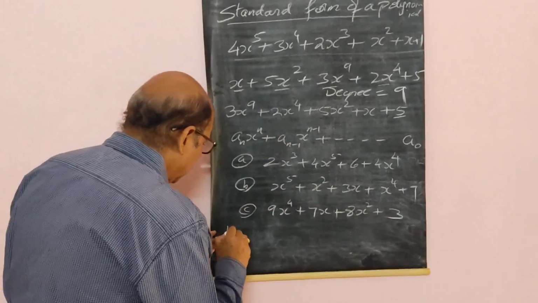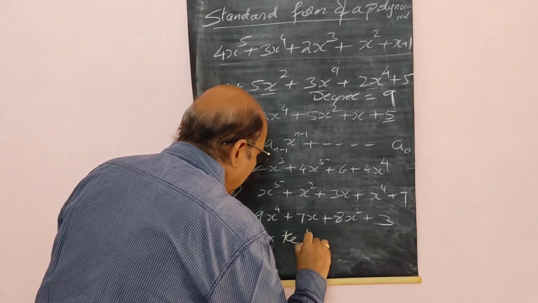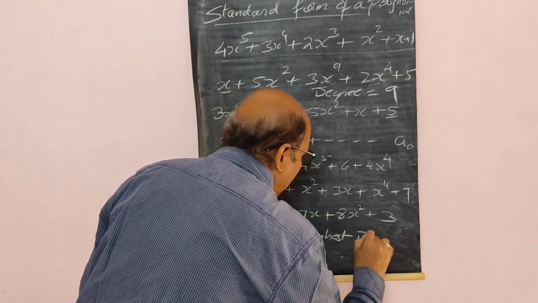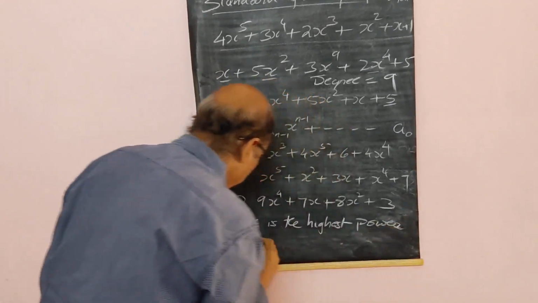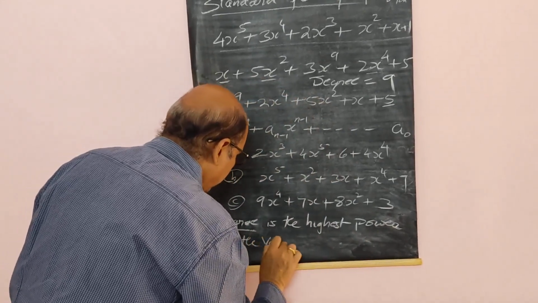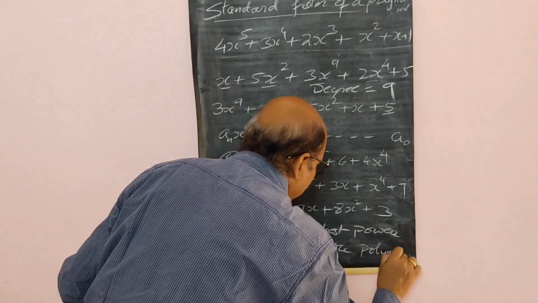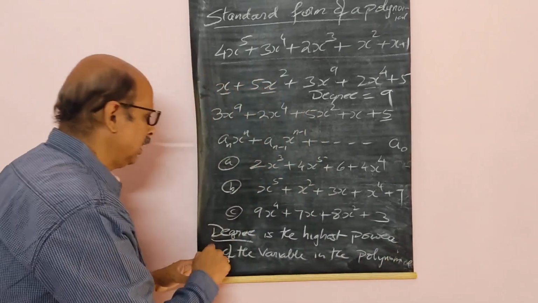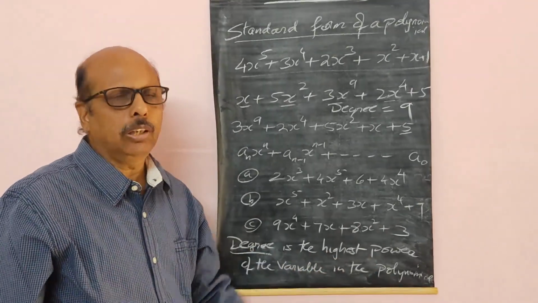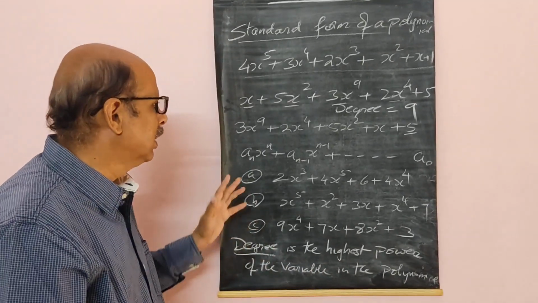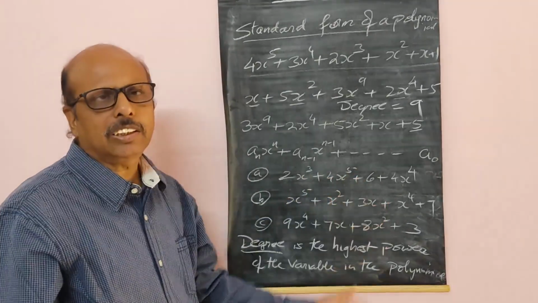So if I write the definition, degree is the highest power of the variable in the polynomial. Okay, so this is the definition. They will give you a few things like this and tell you to write the degree of a polynomial. So you will see what the highest power is and just write it. You have nothing much to do.